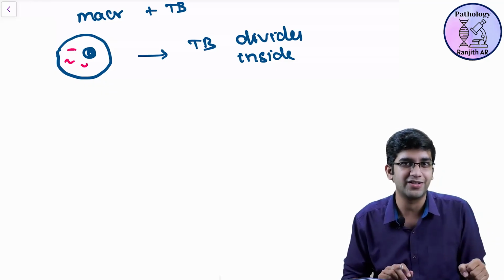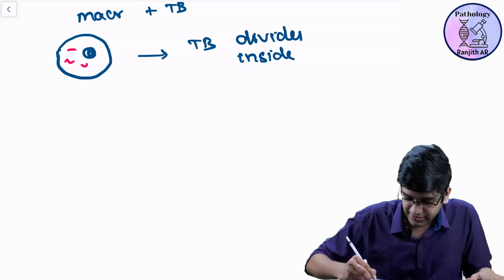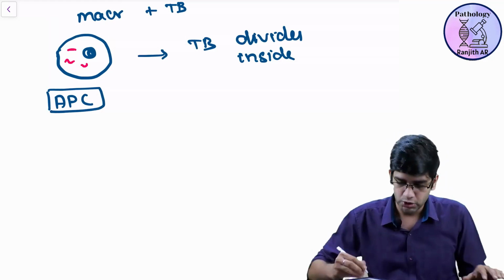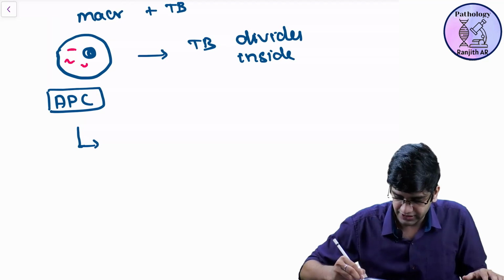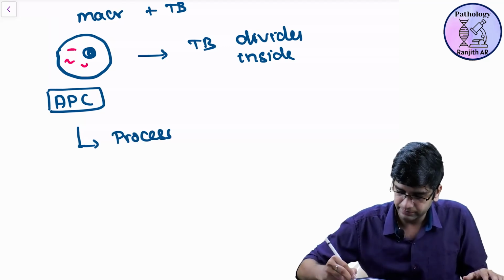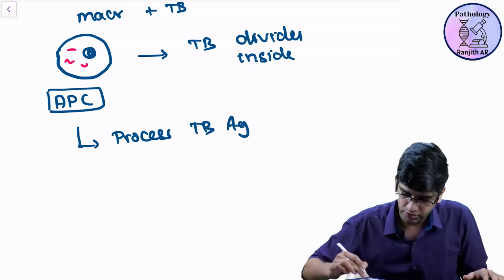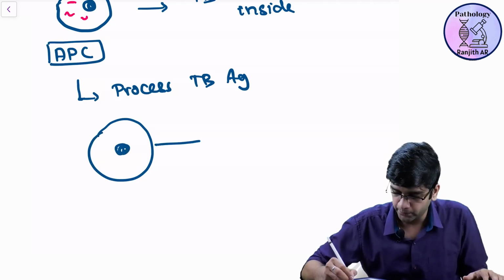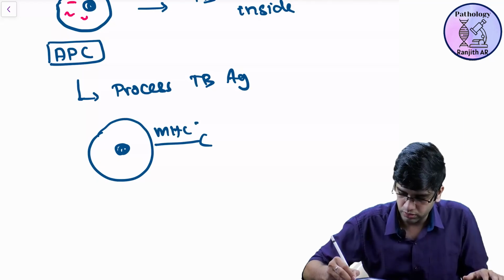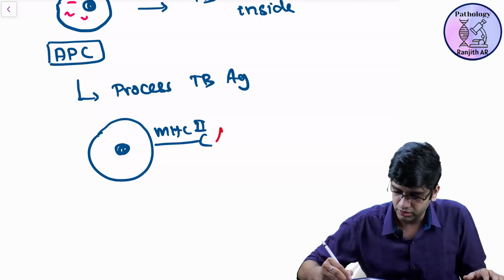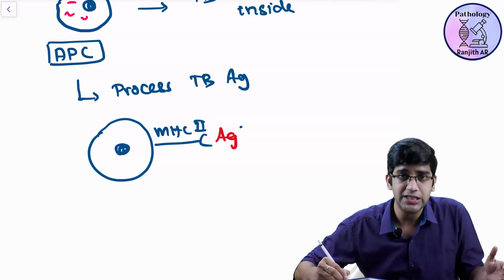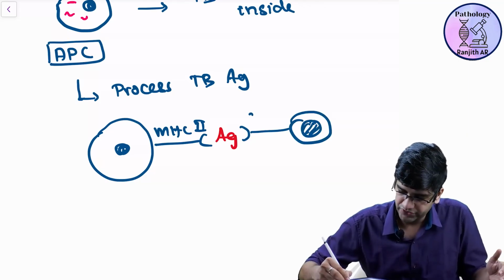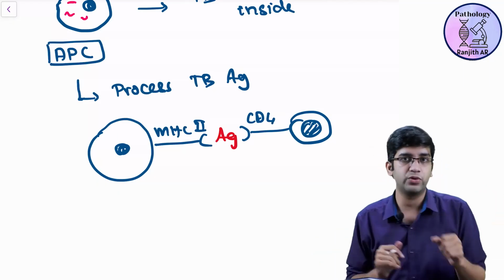That's in chronic inflammation. This macrophage is actually an antigen presenting cell as well. Every macrophage is an antigen presenting cell. So it's going to process the TB antigen and present it. To whom? The macrophage has type 2 MHC molecule, so it has MHC2. It presents the antigen to a cell which has CD4, a CD4 T cell.